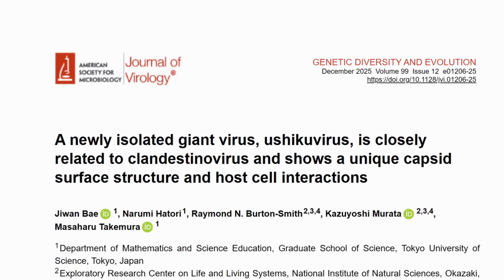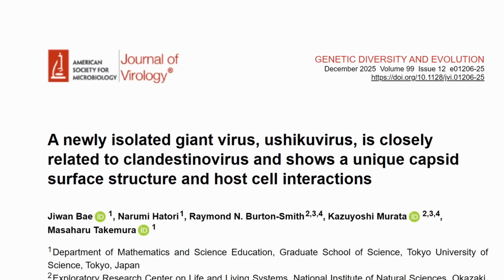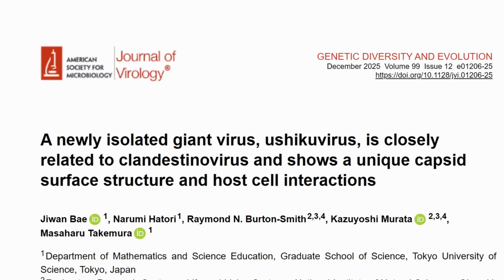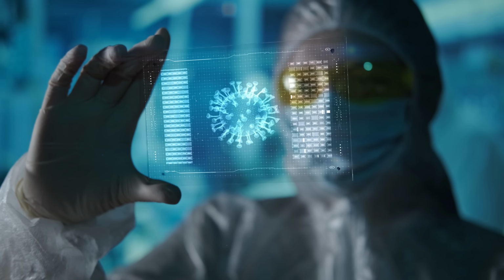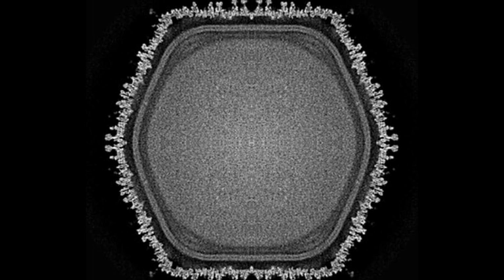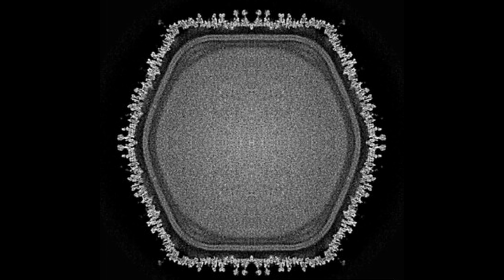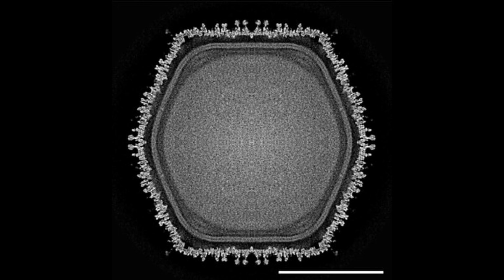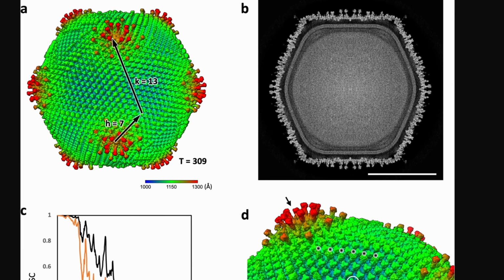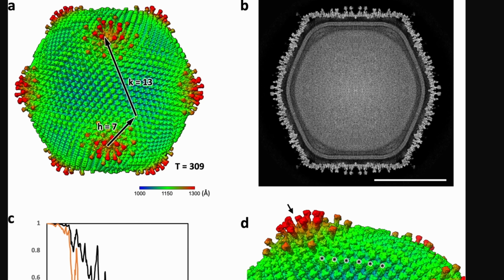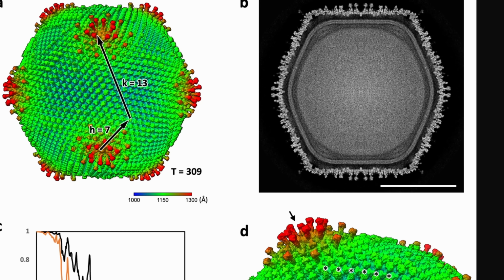And today we're going to take a look at a new study where a team of researchers from Japan and the United States discovered something that nobody knew existed until recently. A really strange looking virus. And it just so happens that this particular virus, now referred to as Ushikuvirus, provides some of the strongest evidence we have for a fascinating but somewhat controversial idea referred to as viral eukaryogenesis.